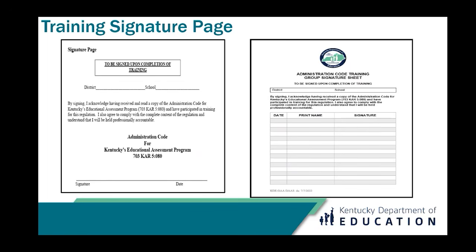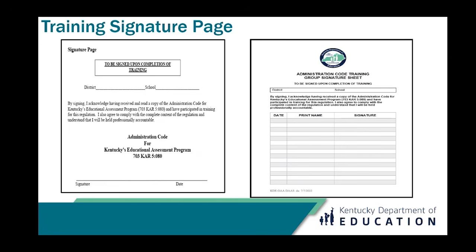Districts are charged with maintaining records of individuals receiving administration code training. The participants' records may be maintained through collecting individual signature sheets found on the last page of the regulation document or by the retention of group training attendance signature pages. Copies of the signature page or group training attendance sheet may be maintained in hard copy or electronic format. Please make sure you are using the most current version of the signature sheets based on the August 2024 regulation update. A copy of the group signature sheet is available on the KDE website.